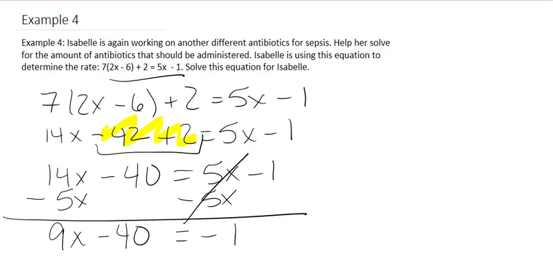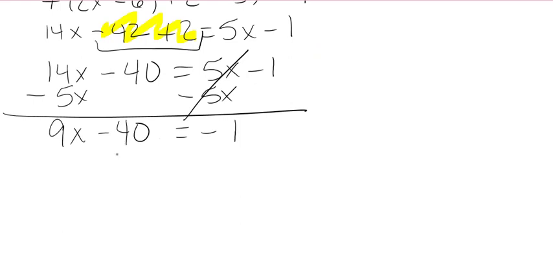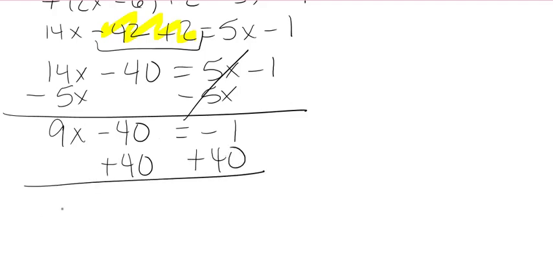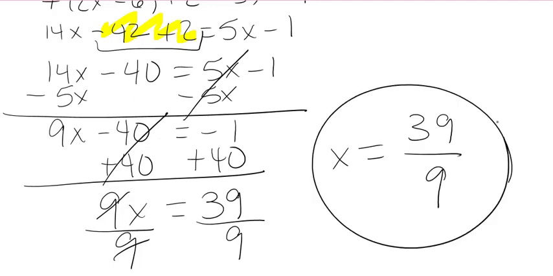So let's go ahead and just move down a little bit so we have more space. So let's now add 40 to both sides. So this becomes 0. So 9x is equal to 40 minus 1, which is 39. We divide by 9 on both sides. So we're left with just x. So we have x is equal to 39 over 9. And this is our solution.